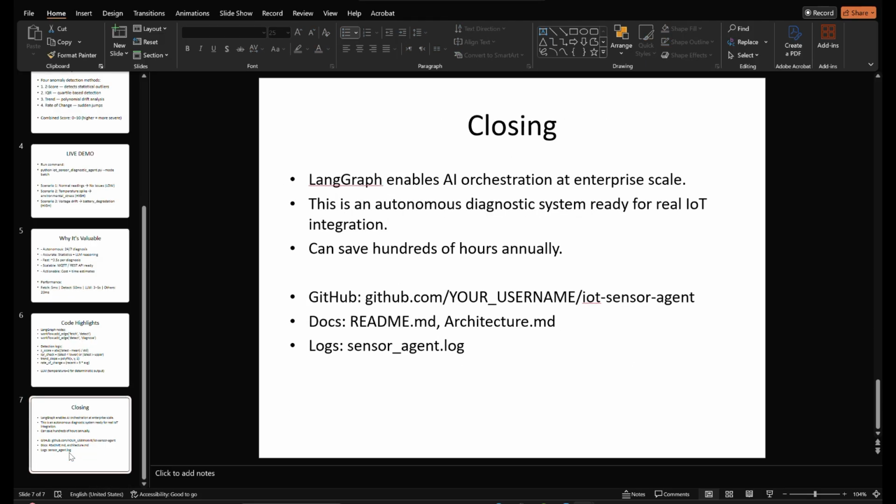For closing, I would like to say LangGraph enables AI orchestration at enterprise levels, so that we can use it in a lot of industries, not just the chemical industry or nuclear power plant industry. It can be used in medical, in IoT, in home automation, etc., by reducing your cost and making everything automated. It is very helpful in real-time IoT and saves hundreds of hours of manual work.